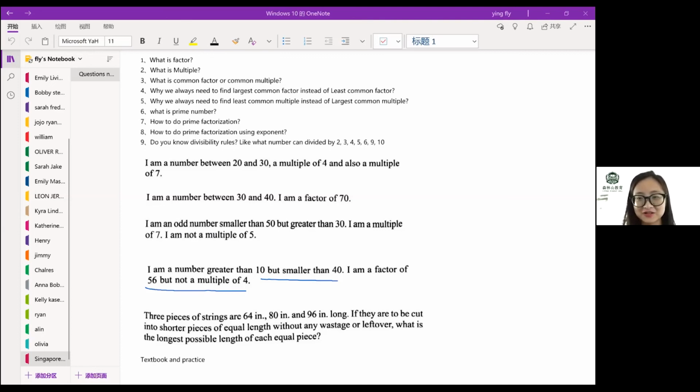Good job. Oh, there's a girl. Give me a number. 23. 23 is not a factor of 56, honey. So 23 is not the right answer. Okay, I'll tell the answer. Everybody say 28. Right, very good. That's 14, right? Because a factor of 56 is not that much, and it's not a multiple of 4. Yes, this is not a multiple of 4, and yes, it's between 10 and 40.